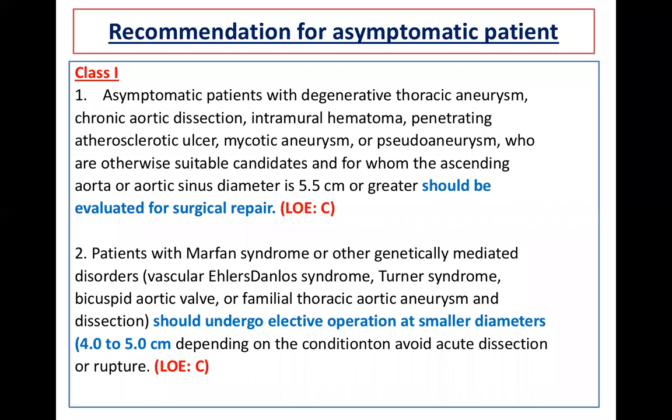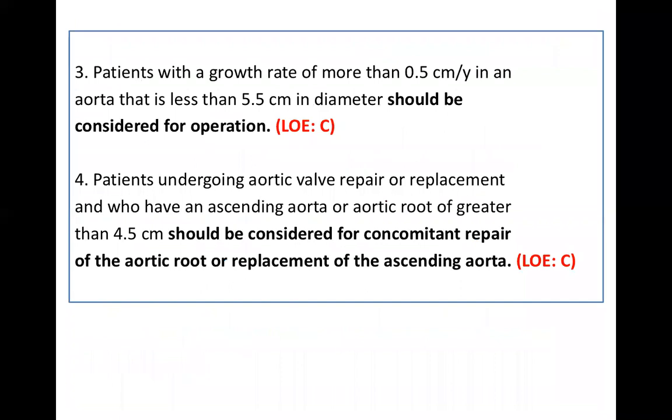Patients with a genetic disorder, like Marfan, should undergo elective operation at a smaller diameter, 4 to 5 cm, depending on the condition, to avoid acute dissection or rupture. Patients with a growth rate of more than 0.5 cm per year in an aorta less than 5.5 cm should be considered for operation. Patients undergoing aortic valve repair or replacement who have an ascending aorta or aortic root greater than 4.5 cm should be considered for concomitant repair of the root or replacement of the ascending aorta.